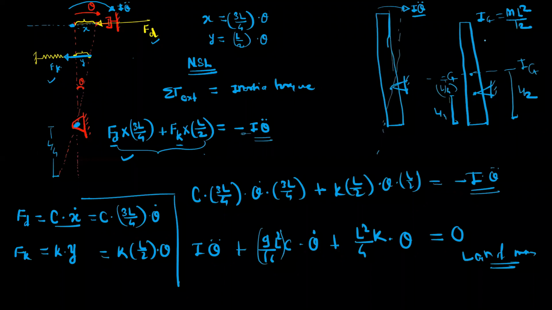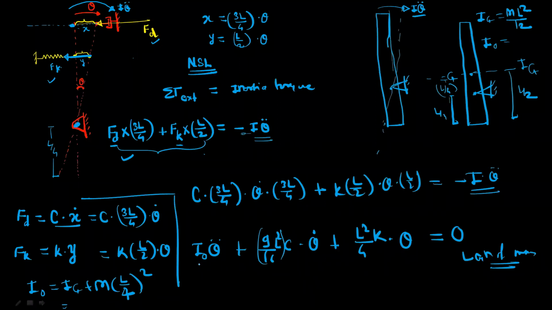We should find the value I0 about the point of rotation. By using the parallel axis theorem, this I0 is equal to Ig plus mass into the distance between the two axes square, so this is L/4 square. Put the value of Ig, ml square by 12, and get the final value for I0. So here the actual value is I0. These are called equivalent parameters.